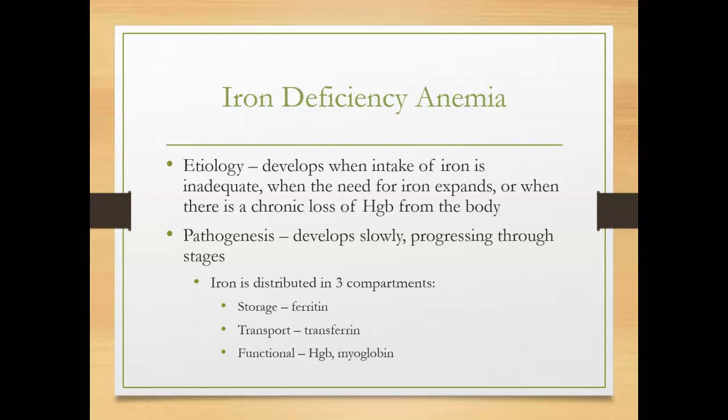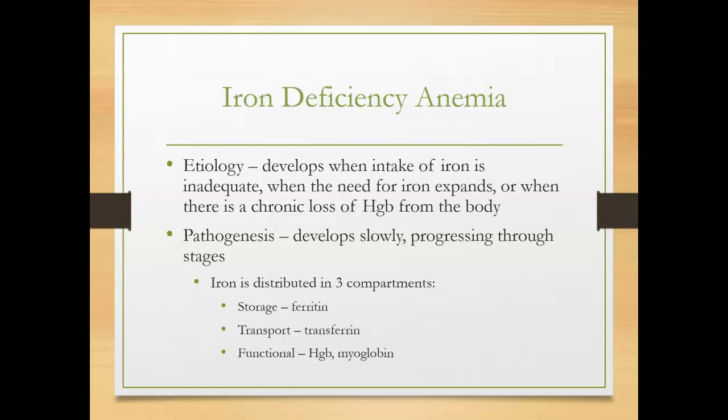So this one, like I said, develops when an intake of iron is inadequate, when the need for iron expands, such as pregnancy, something like that, or when there's a chronic loss of hemoglobin from the body. Any type of blood loss could be from a number of different types. Sometimes people have a slower blood loss over time, which could also cause an iron deficiency anemia. So when we look at how this occurs, it usually develops slowly and it progresses through these three stages.